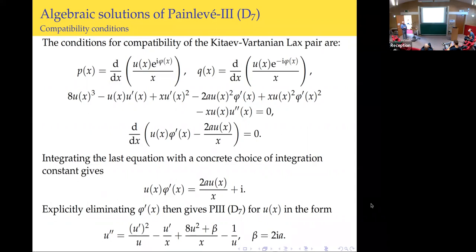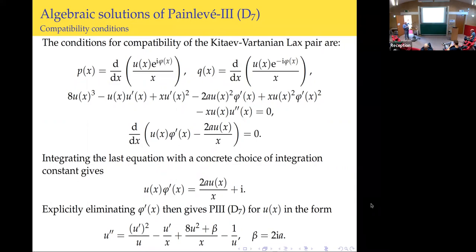So at that point, you could notice that in this equation, it's only phi prime that shows up. So you could solve for that and eliminate it completely, and you're going to get an equation just on u. And that equation is exactly the D7 equation like this. It's written in a slightly different form because of the A. So beta here is 2 times i times A. By the way, this is the reason we wanted to make alpha equal to 8, so that we could match with the Kitaev-Vartanian paper, but it's a choice.